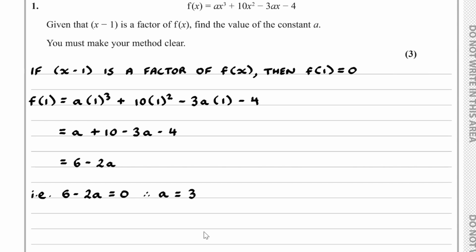And knowing that a equals 3, we can therefore conclude f of x is equal to ax cubed, so we have 3x cubed plus 10x squared minus 3ax, so we've got minus 3 times by 3, which is minus 9, and then of course we've got the x, and then we've got the minus 4. f of x is 3x cubed plus 10x squared minus 9x minus 4.